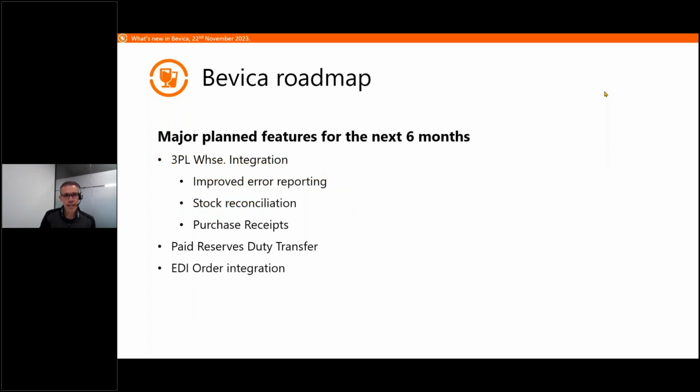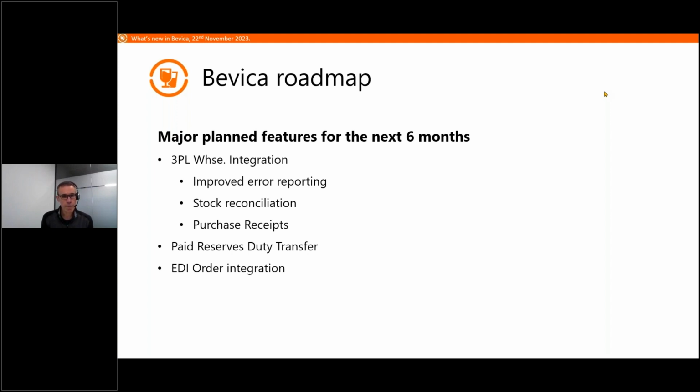Looking forward to the next 6 months, we're doing quite a lot of work with Vision and warehouse integration and with Kalina. So things like improving how errors are trapped when, for example, we're sending a sales order to the customer or to Vision to then pick it for that customer. If something happens in that process and it doesn't get there, we can report errors back within Bevica, so it's easy to spot.